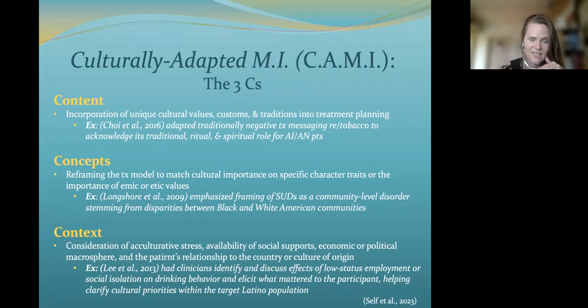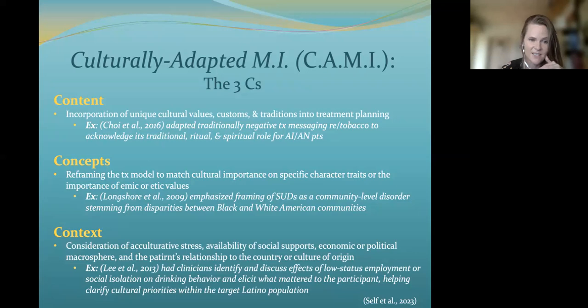The first is content. So that's making sure that you're incorporating the cultural values, customs, and traditions into treatment planning. An interesting example here was the researchers recognizing that the traditionally negative health messaging around tobacco use did not fit well for Alaskan Indian Native patients because this was an important spiritual part of their culture, and they used it in very different ways than it's used in mainstream culture in the US.